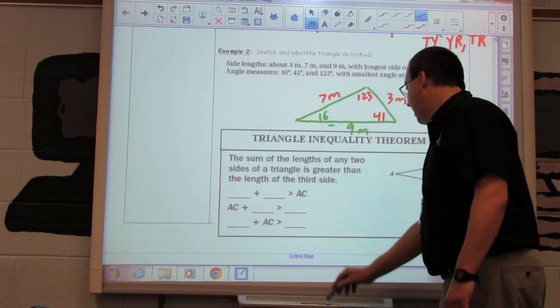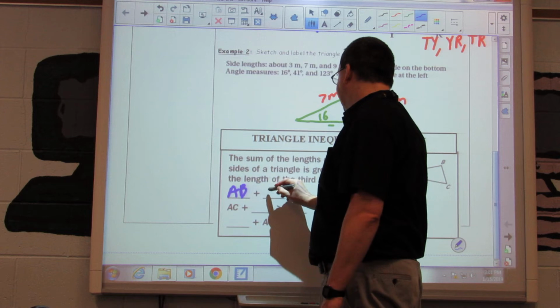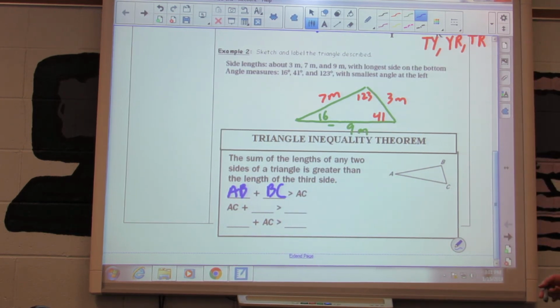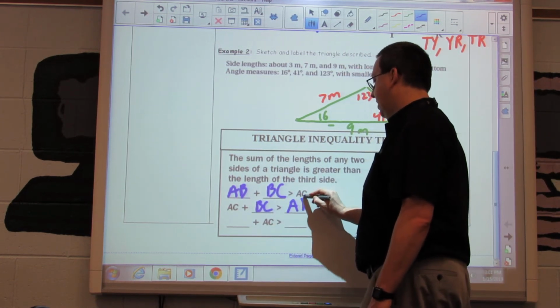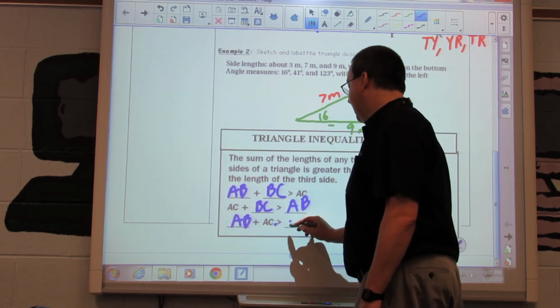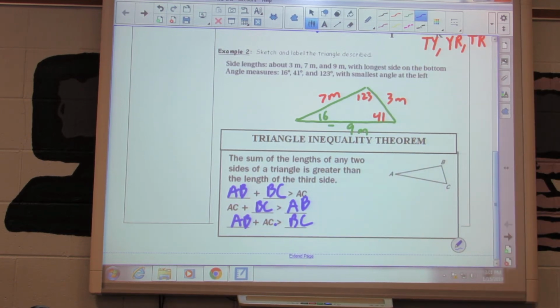So here they give me AC to start. So AB plus BC is bigger than AC. AC plus BC is bigger than AB, and AB plus AC is bigger than BC. This lets us do two things. One, I can compare and see if things are working. We can also find a range of sides.